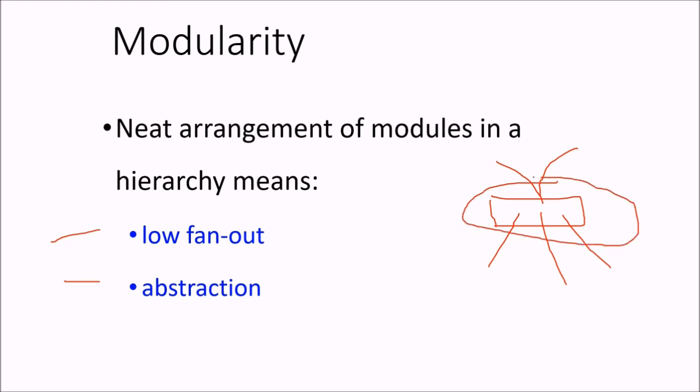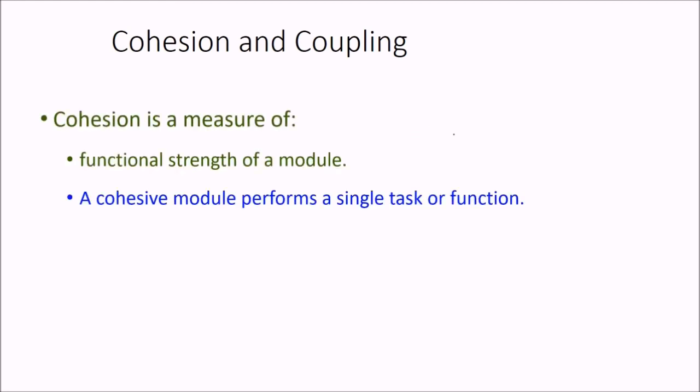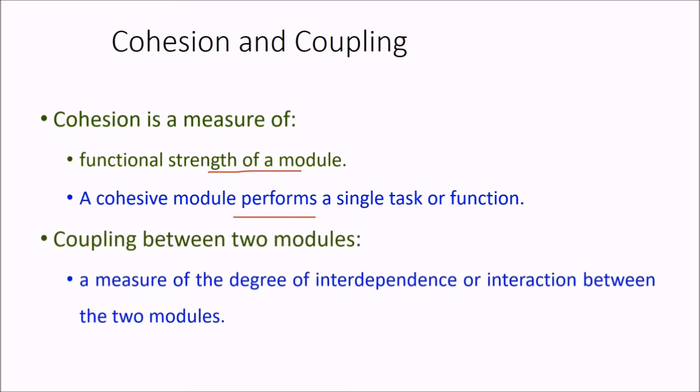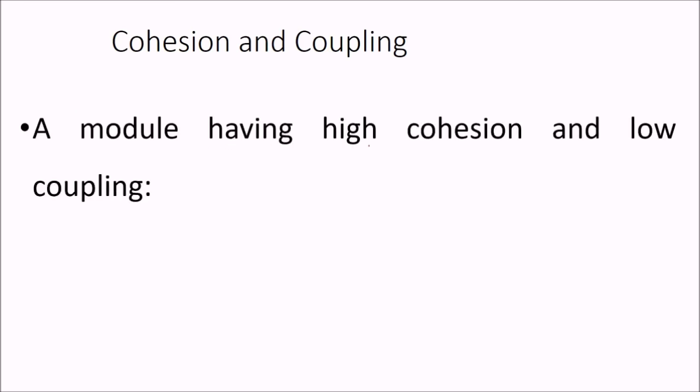But what about cohesion and coupling? Let me revisit it. Cohesion is a measure of the functional strength of a module. What the module is supposed to perform, how it is performing, and how well it is performing is cohesion. So a cohesive module performs a single task or function. Coupling between two modules is a measure of the degree of interdependence or interaction between them, which you want to be as low as possible. A module which has high cohesion and low coupling is functionally independent of others.